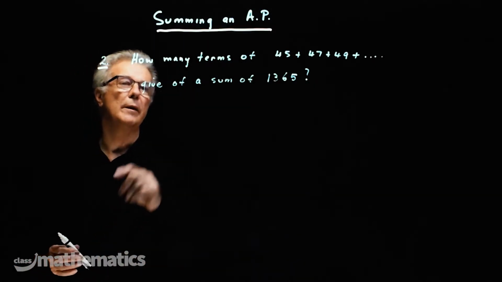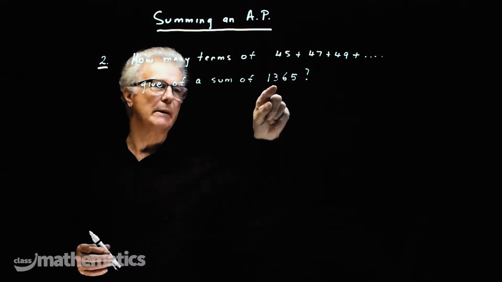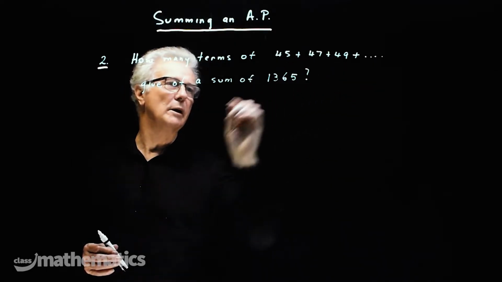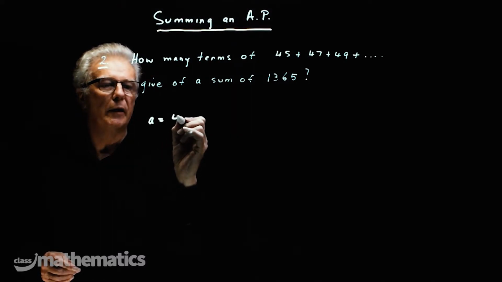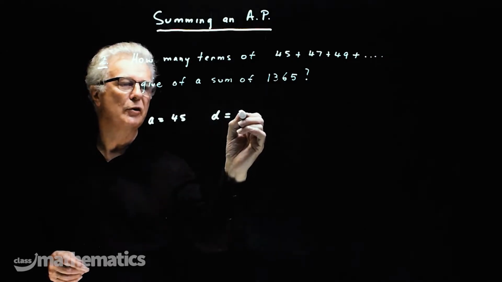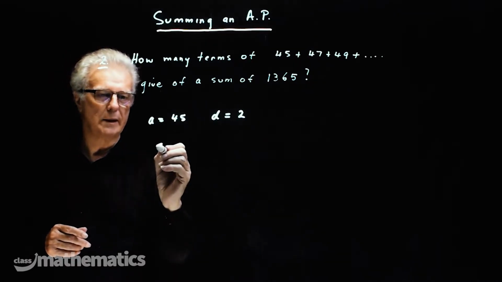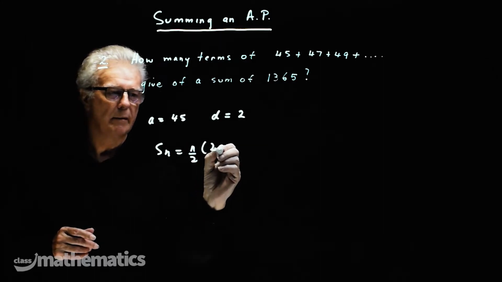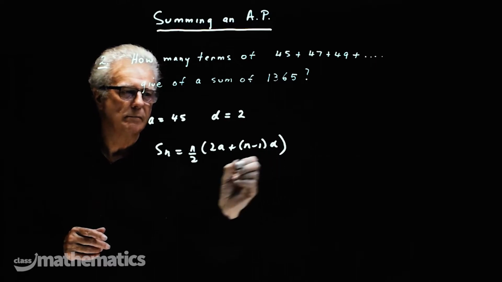Right, into question 2. How many terms of 45 plus 47 plus 49, etc. give a sum of 1365? Now we can see this is an AP which is going up by 2. So we can say the first term a is equal to 45 and the common difference d is equal to just 2. Now this time I'll use the sum to n terms formula this way. It says Sn equals n over 2 into (2a plus (n minus 1)d).